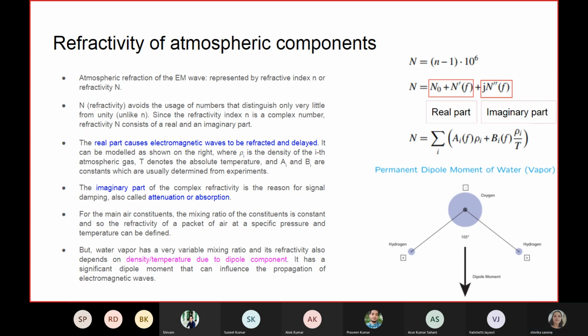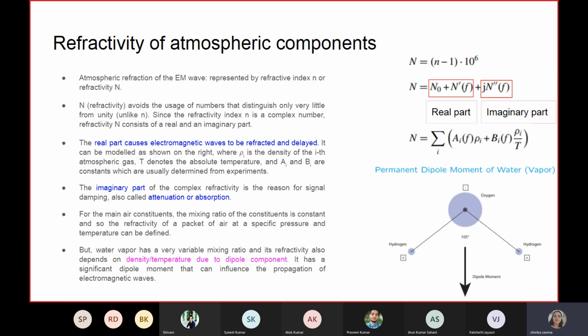Since the values of n are very close to unity, we want to make distinctions between different values of refractive index. For that purpose, we introduce a new terminology called refractivity. Okay, and the formula is given on the right hand side. Capital N is the refractivity and this is how it is related to small n, that is the refractive index. This usage of refractivity will avoid the usage of numbers that differ only very little from unity.